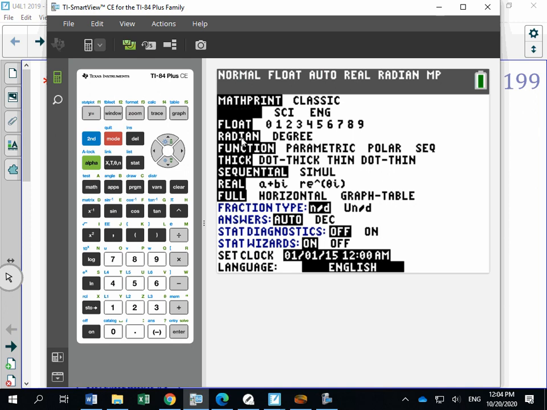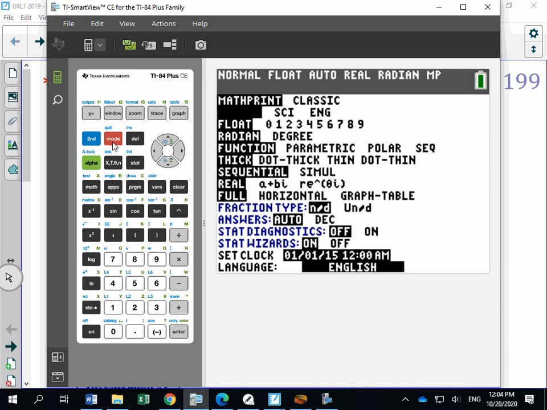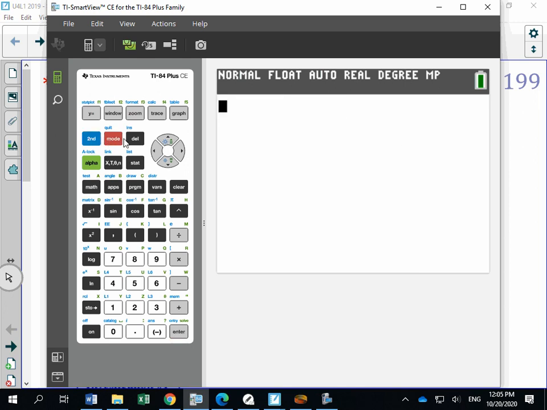Radian mode is for grade 12. The grade 12s are constantly switching between radians and degrees for trigonometry. You guys exclusively use degrees in grade 10. So the settings will always take you to radian every time we clear it, and I need you to change this to degree mode. You scroll down to degree, select it, and hit enter. Make sure that you're in degree mode, and then hit second function quit. If you have one of the newer calculators, it will say degree mode up here.